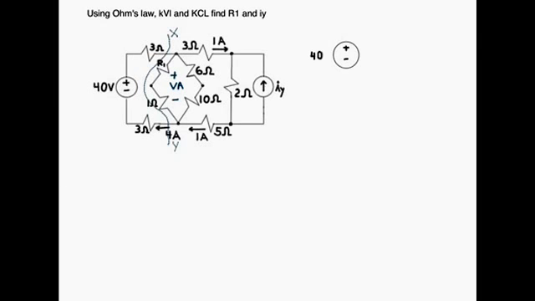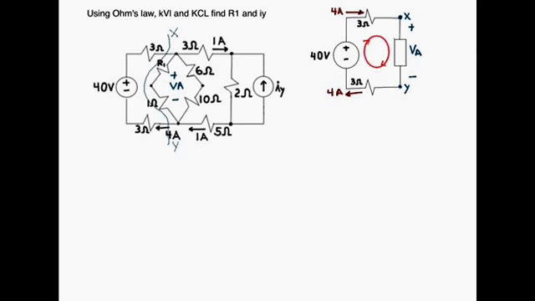So we write the 40 volts source and the two 3 ohm resistors, and then a box with voltage V_BA across it. So we know that 4 amps goes in, 4 amps goes out, and we want to find V_BA.